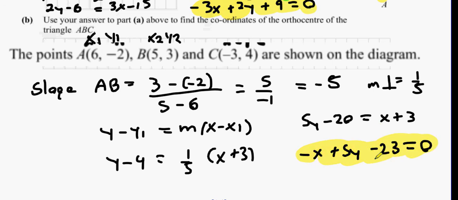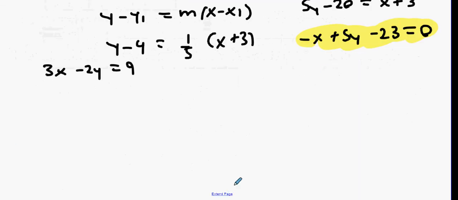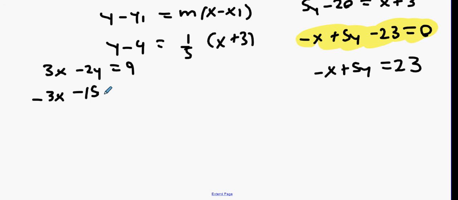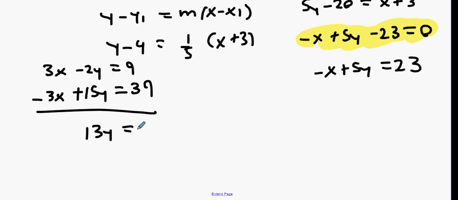Now, I'm going to write this as 3x minus 2y equals 9. And then I'm going to rewrite this one as minus x plus 5y equals 23. I'm going to multiply this by 3. I'm going to get minus 3x plus 15y. What did I say I multiplied that by? 3. That would make that 69, wouldn't it? Make this 13y. I completely messed this up a second ago.